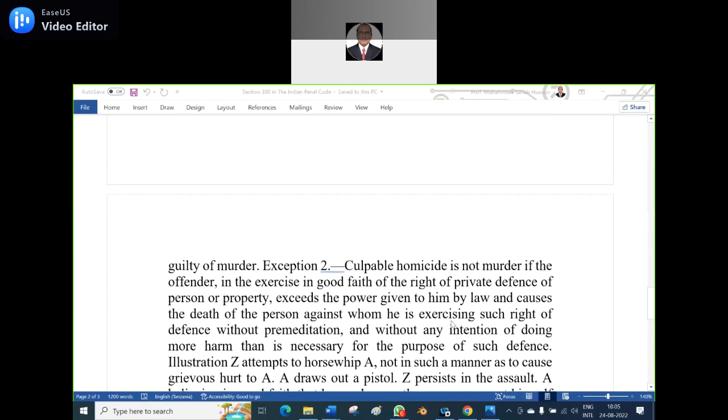A is guilty of murder, and the person who killed is only guilty of culpable homicide. So, Exception 2: culpable homicide is not murder if the offender, in the exercise in good faith of the right of private defense of a person or property, exceeds the power given to him by law and causes the death of the person against whom he is exercising such a right of defense without premeditation. So, without premeditation is the more important factor, and without any intention of doing more harm than is necessary for the purpose of such a defense. If the two things are covered, then we can say it is a provocation and it is not murder.